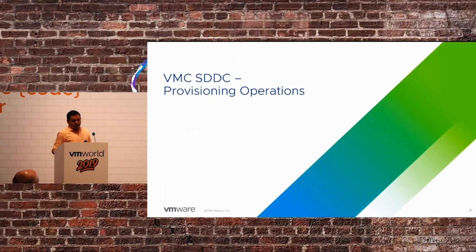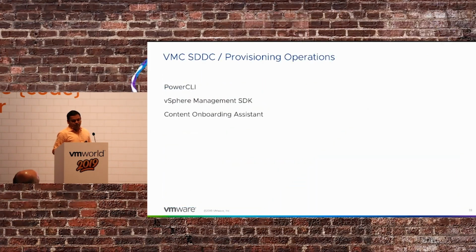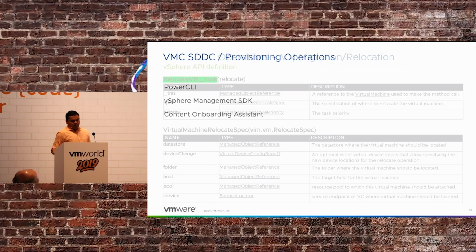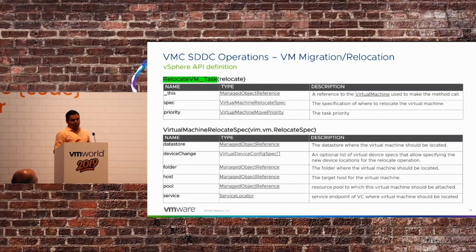So let's look at some of the provisioning operations that we can do in a typical hybrid cloud. Here we will be discussing PowerCLI and the vSphere Management SDK, which is predominantly a SOAP-based SDK. And then we'll look at the content onboarding assistant, which helps you transfer some of the files from on-premise to the cloud data center. So let's look at some of the APIs which we'll be using in PowerCLI as well as the vSphere Management SDK. Here we'll be looking at migration, relocation, and clone operations.